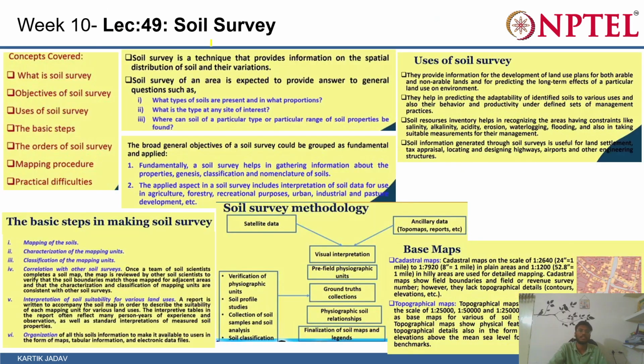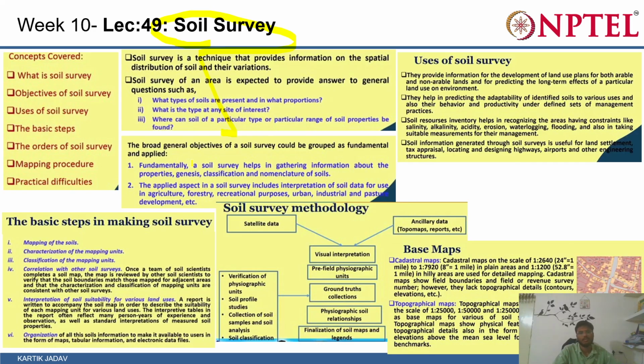Then we started talking about the soil survey. What is the soil survey? Its objectives and uses, then the basic steps involved in the soil survey, and some mapping procedures and practical difficulties. We know that soil survey is a technique that provides information on the spatial distribution of soils and their variation. There are certain questions that we need to answer, and for that we need to carry out a soil survey. The questions are: what types of soil are present and what is their proportion; what is the soil type at any site of interest; and where can soil of a particular type or particular range of properties be found.